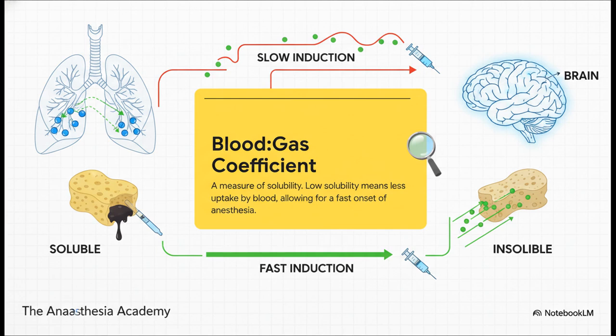Think about it like this. Blood is like a sponge. A really soluble gas gets soaked up by that sponge as it passes through the lungs, and that prevents the pressure of the gas from building up in the lungs, which is what you need to drive it into the brain. An insoluble gas, like desflurane, it barely dissolves in the blood at all, so its pressure in the lungs just skyrockets, and boom, you get a super fast induction.